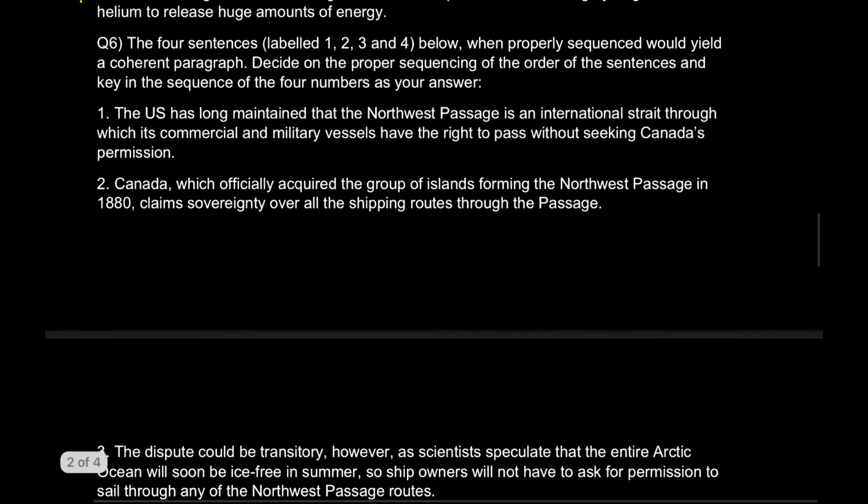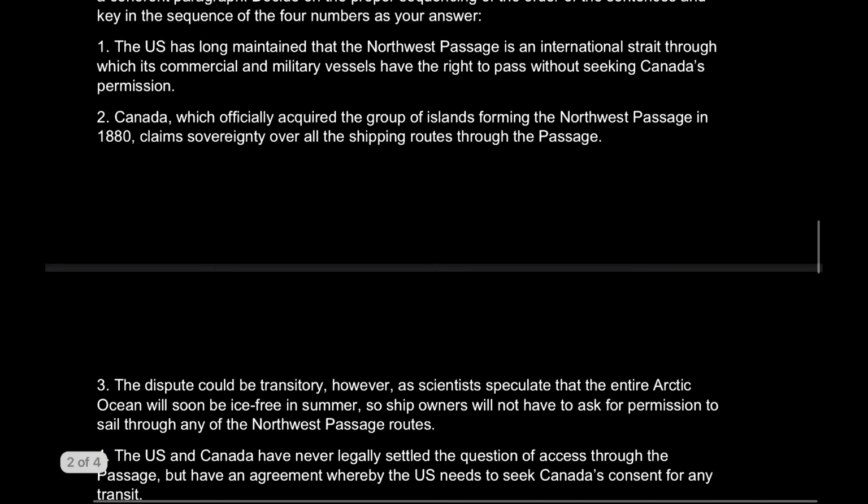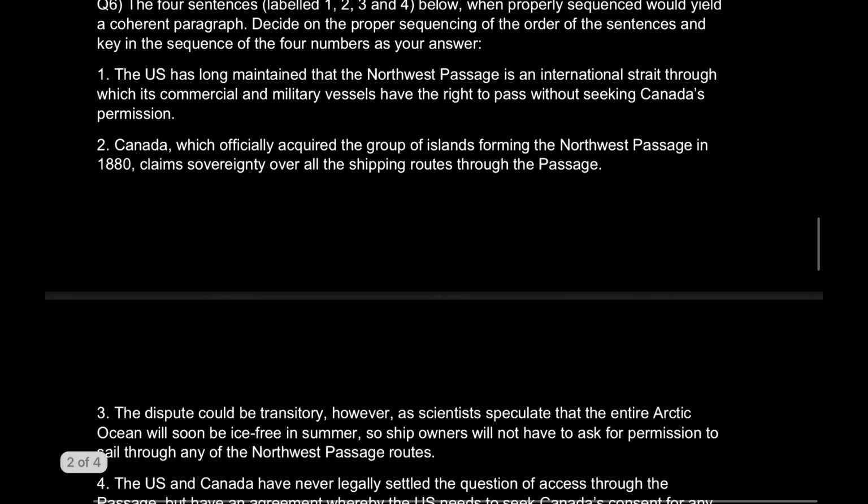Now, question number 6 is what we have to do right now. We'll quickly follow that up. So, in question number 6, what we are going to do is read and find out the opening sentence first. "The US has long maintained that Northwest Passage is an international strait through which its commercial and military vessels have the right to pass through without seeking Canada's permission." So that means this is not a case of starting, because ये किसी चीज को further describe कर रहा है. Number two: "Canada, which officially regards it as a group of islands." Okay, this looks like an opening sentence.